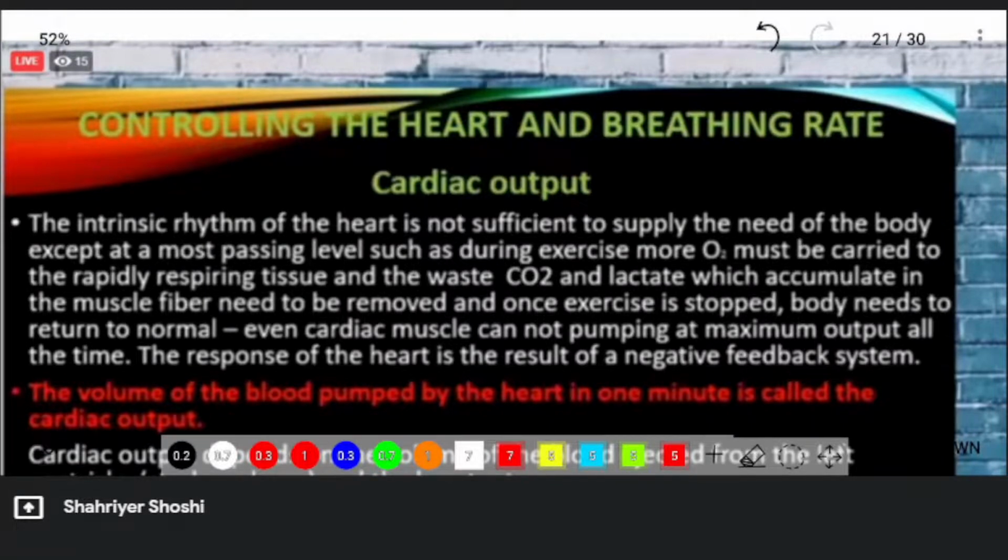Now tell me something. If you exercise for about 10 minutes, will your heartbeat rise? Not that much, but it will rise, right? Yes, it will. But less. Now, if you exercise for about 20 minutes continuously without a break, will your heartbeat rise? Yes.